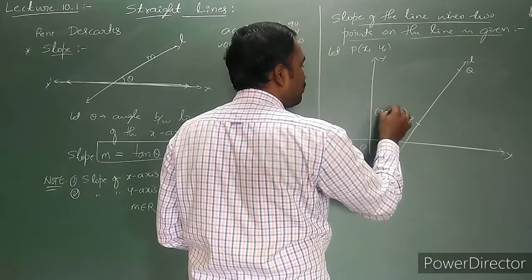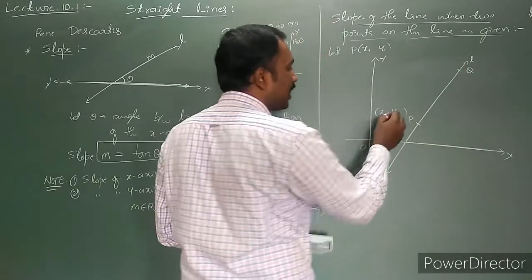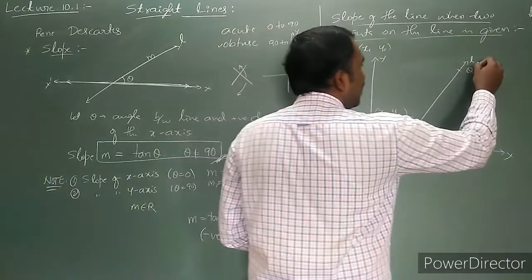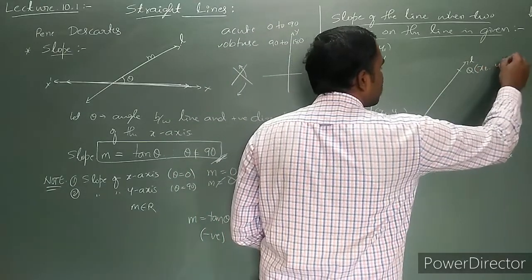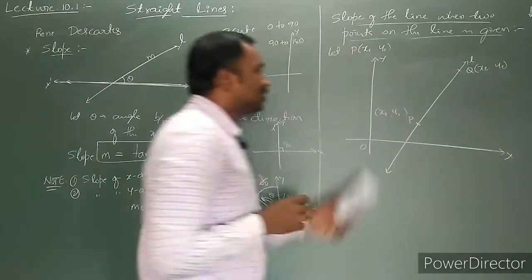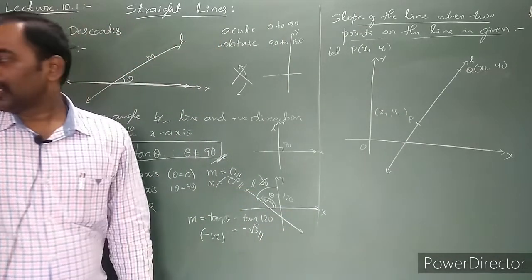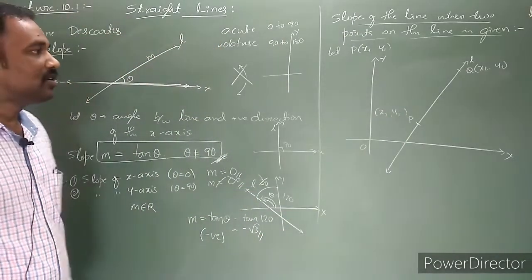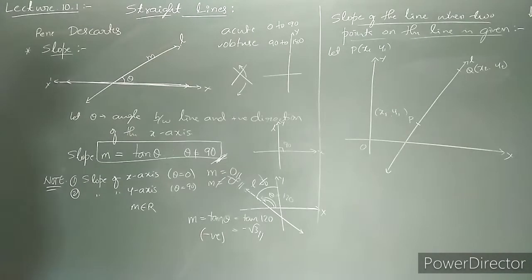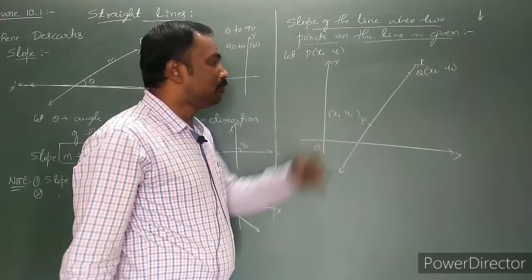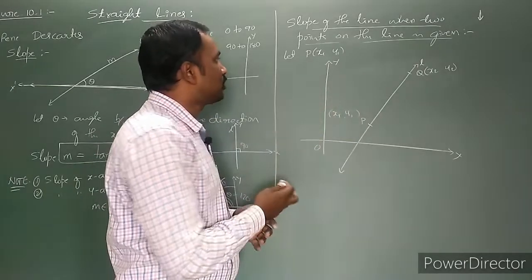What is the coordinate of P? P having the coordinate x1 comma y1 and Q having the coordinate x2 comma y2. These are the given points. On using these two given point conditions, I need to find the slope of the line. How to find the slope of the line? Here, 2 points are given. Now I need to find the slope of the line.